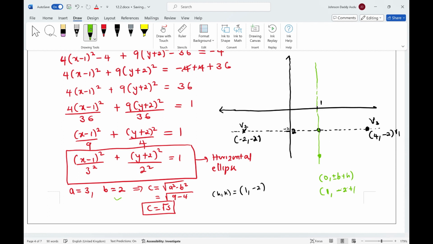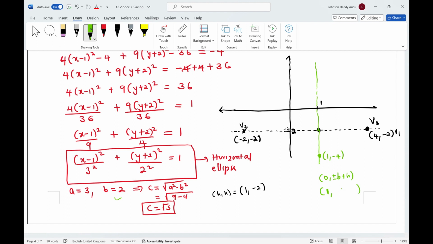What is our h? Sorry. Okay, our h is minus 2, not 1. So our h is minus 2. So the center is minus 2. So this is just going to be minus 2. So you have minus 4. So this point is going to be 1 and minus 4.